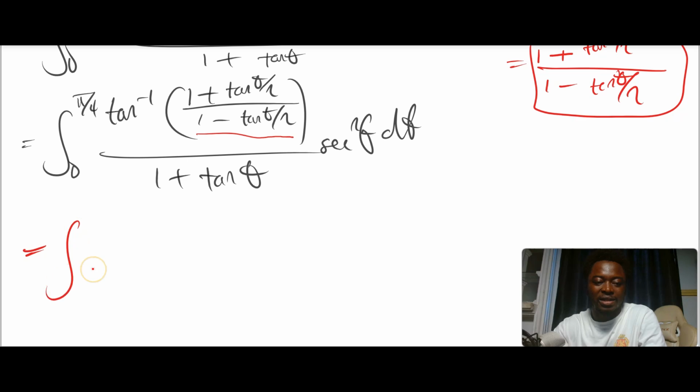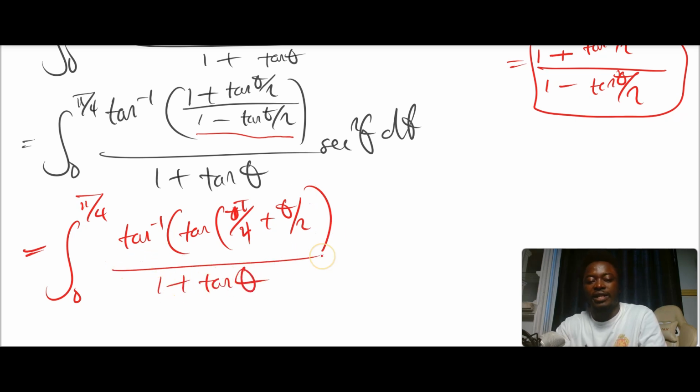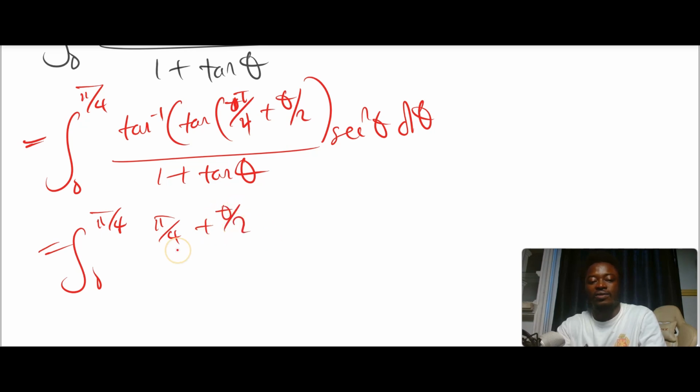So you come back and you have the integral from 0 to pi over 4 of the tan inverse of the tan of what? Pi over 4 plus theta divided by 2, all divided by what? 1 plus tan of theta, secant squared theta d theta. So again, we're making some good progress. This will be the integral from 0 to pi over 4. And now finally, we could write this as pi over 4 plus theta over 2, divided by 1 plus tan of theta, secant squared theta d theta.